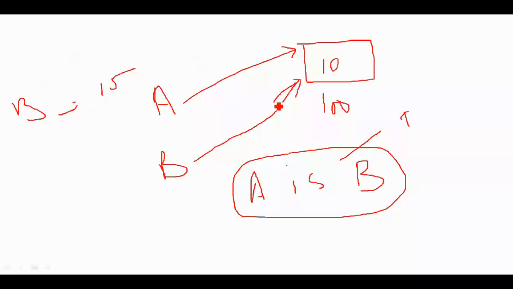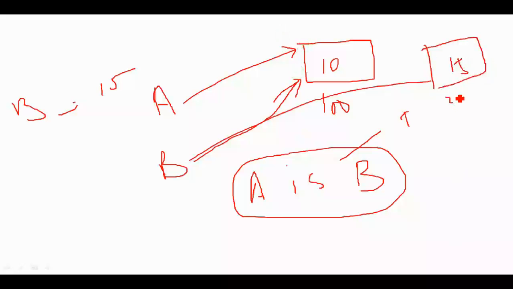So what will happen is that this line will not change, and it will point to another location where 15 is stored. And then if I try to find out whether A is B, it will return false. And "is not" is the opposite of this operator, which returns true when they are pointing to different locations.